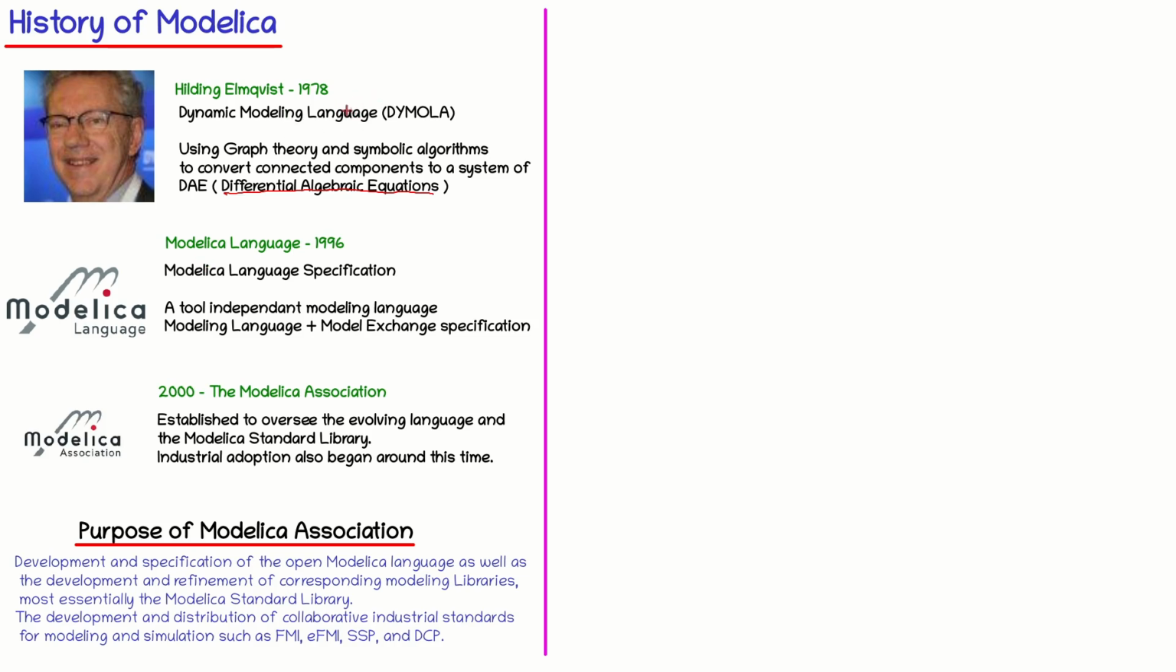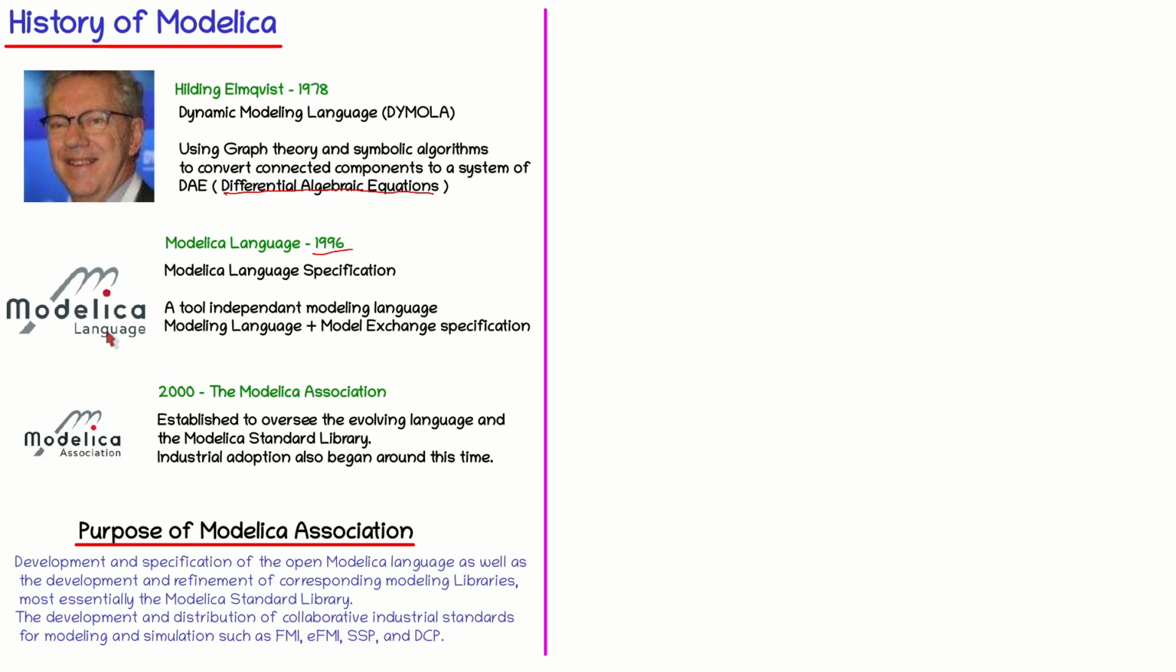After this, several parallel attempts were made by many other developers who wanted to build similar languages. But a common problem was they were all different languages, and a model developed in one language was not usable by another language. So as a result, in 1996, a common language specification was proposed. That is a tool-independent modeling language where a model developed in one tool can be ported to another tool as long as they follow the Modelica language specification. In this way, it became both a modeling language and a model exchange specification.